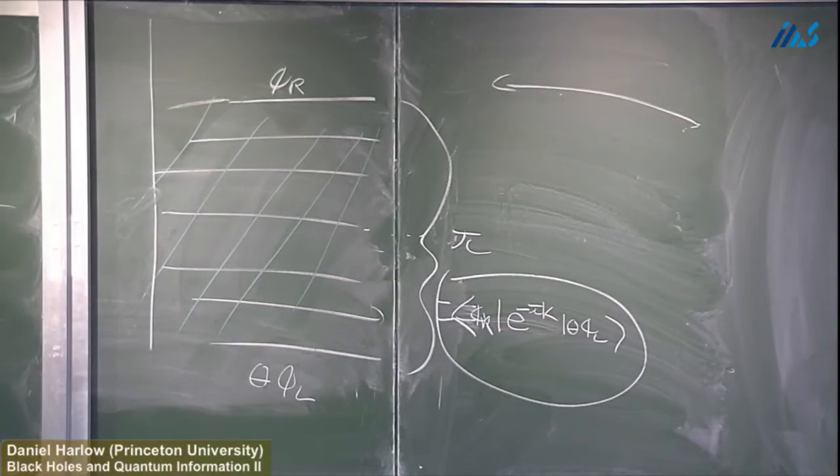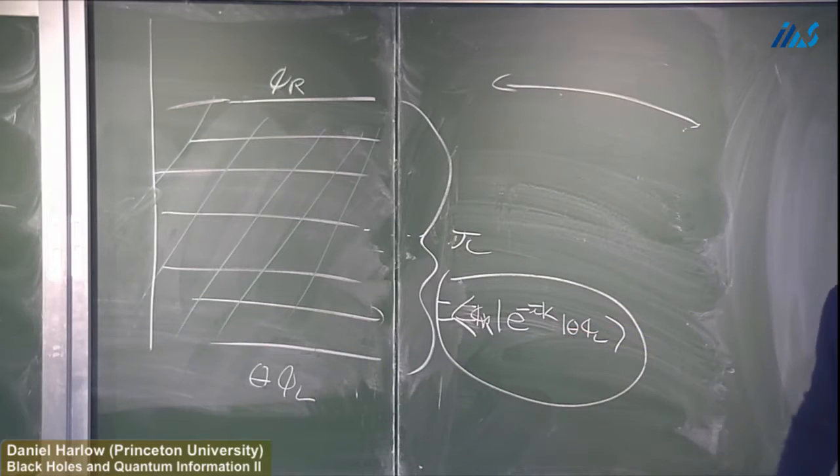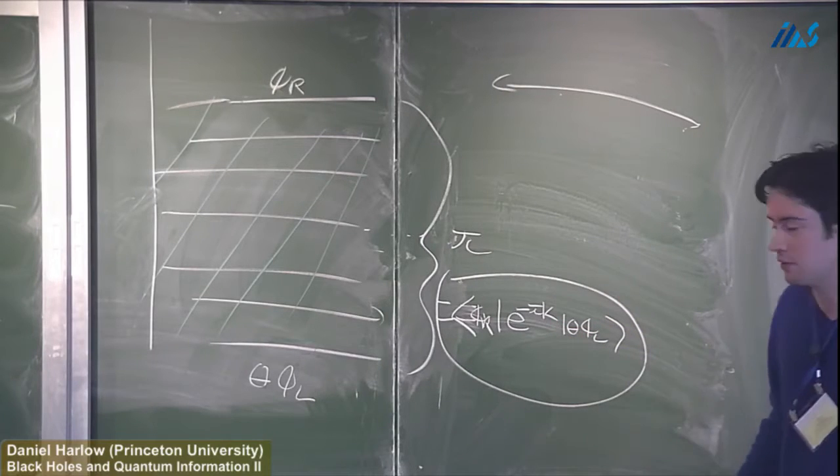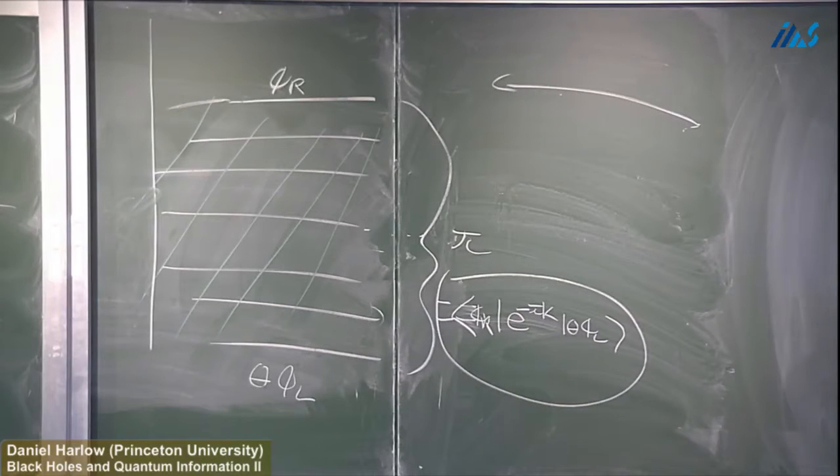So let's just say a little bit more explicitly what that is. Whenever you see a formula like this, the thing that you obviously want to do is insert a complete set of eigenstates of K, and then you can just evaluate this trivially. K is the boost operator. In any relativistic theory at all, you have a boost operator, which is the operator that implements this boost.